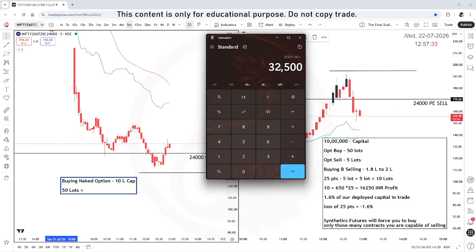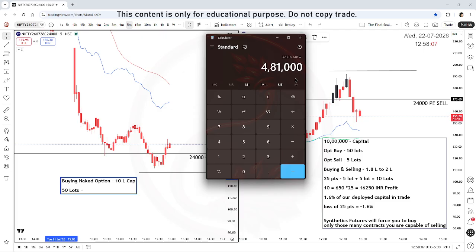And how much capital would you require to do that? 65 into 50 into 148. That is around 5 lakh. Of 5 lakh, we are losing 32,000. Imagine that. That is around 7%, close to 6.5% of your capital vanishing in one trade if you bought naked options.